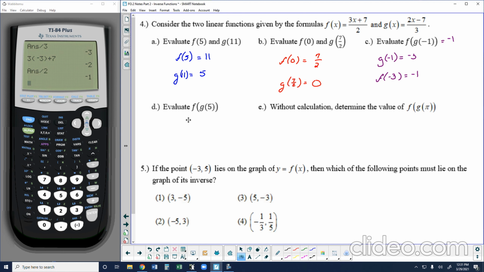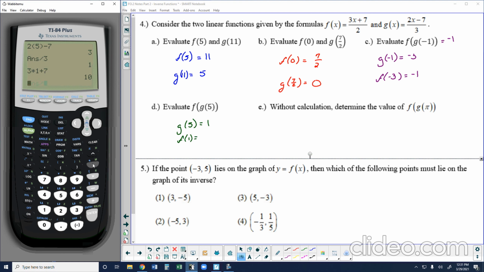What do you think f of g of 5 might be? Let's see if your hypothesis would be correct. So first we could evaluate g of 5, which would be 2 times 5 minus 7 divided by 3. So g of 5 is 1. And then we would be wanting to find f of 1 using our function composition here, which would be 3 times 1 plus 7 divided by 2. And hopefully you said f of g of 5 would be 5.